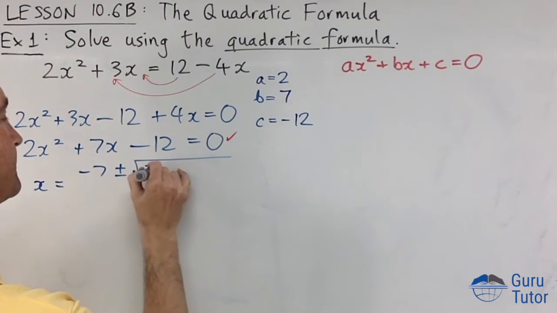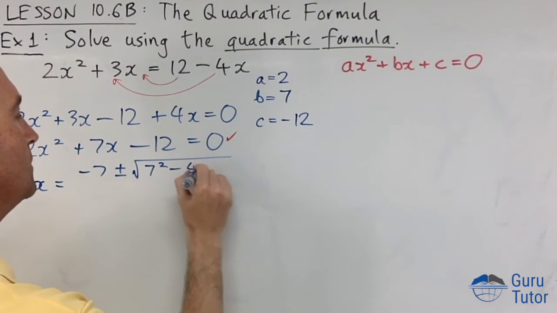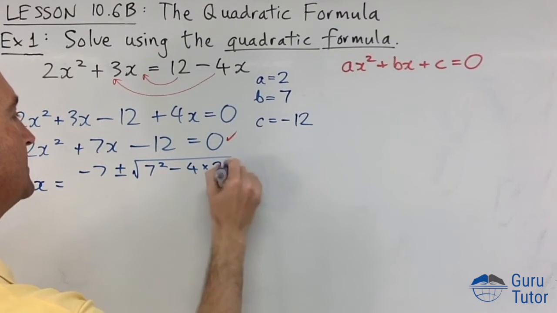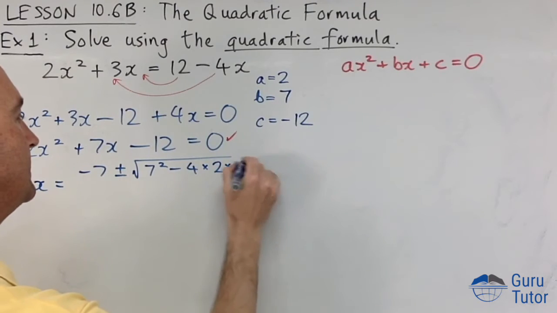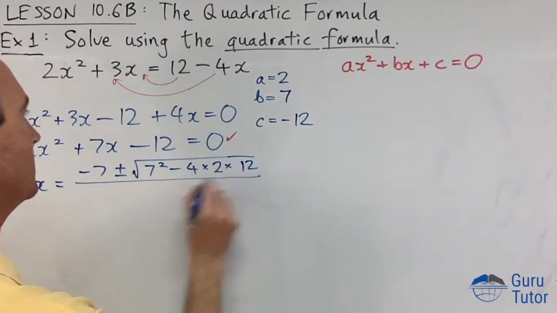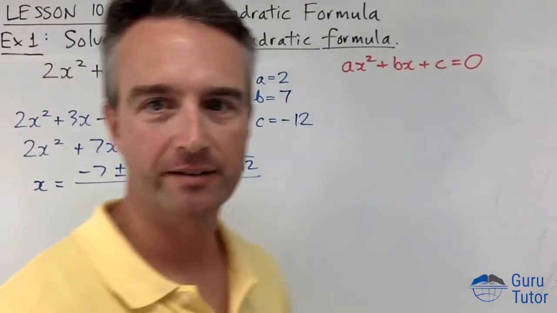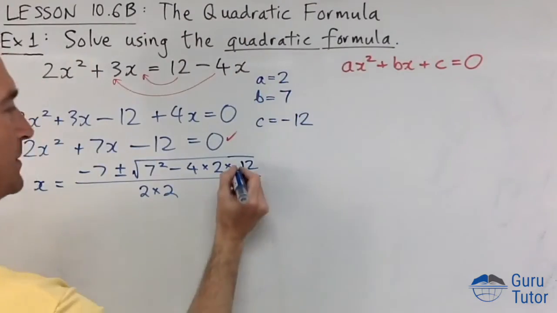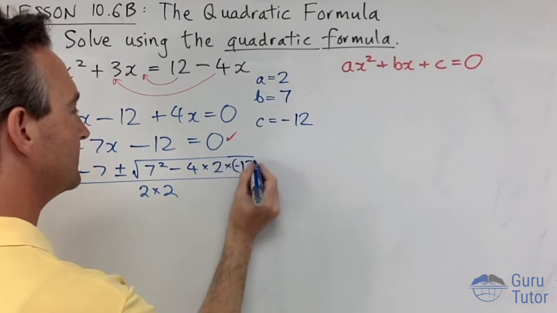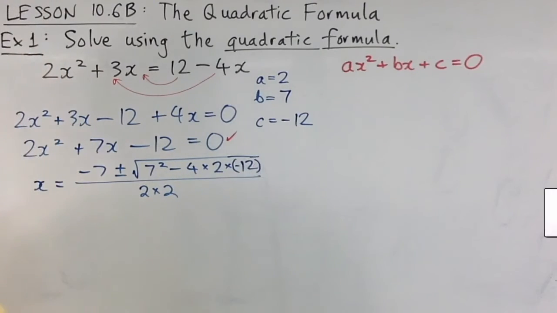B squared minus 4 times A times C all over 2A, 2 times 2. Is that right? No, this was a minus. Okay, hopefully you saw that. And I think that's all right now. And we just keep going with the working.